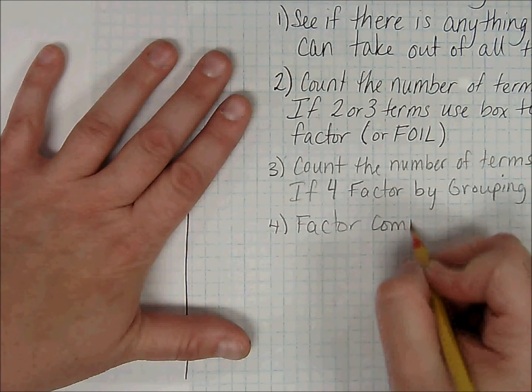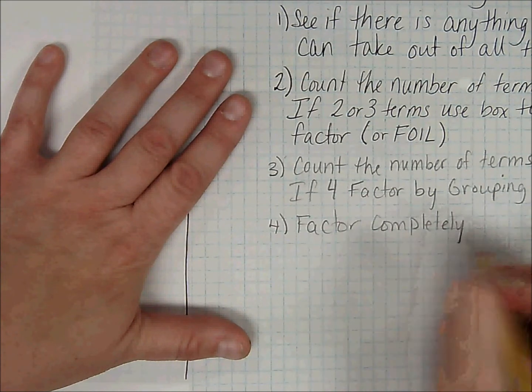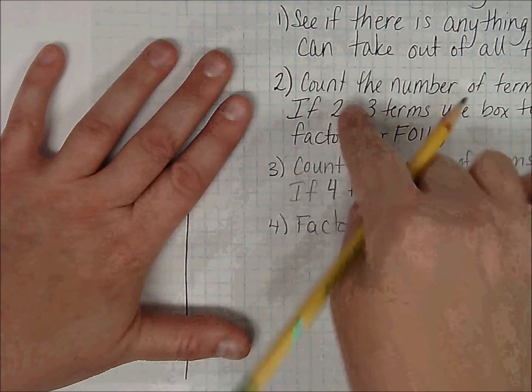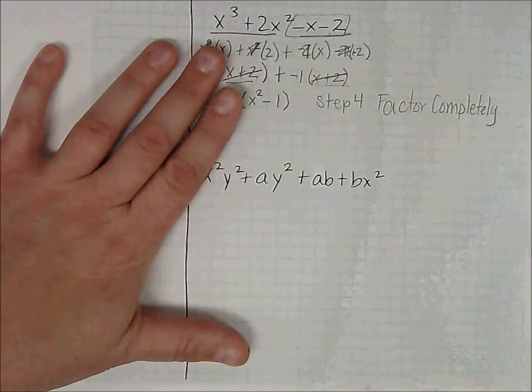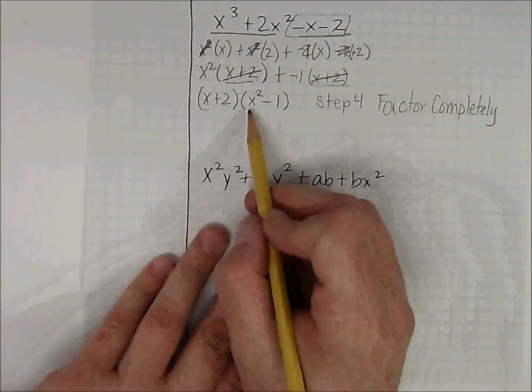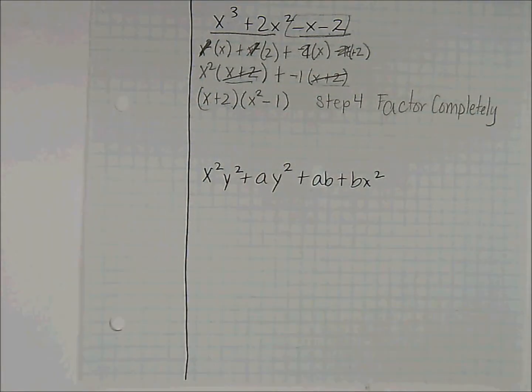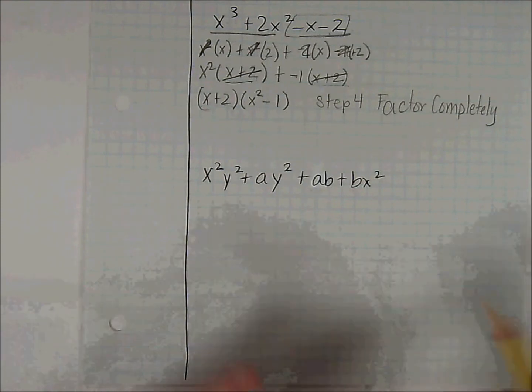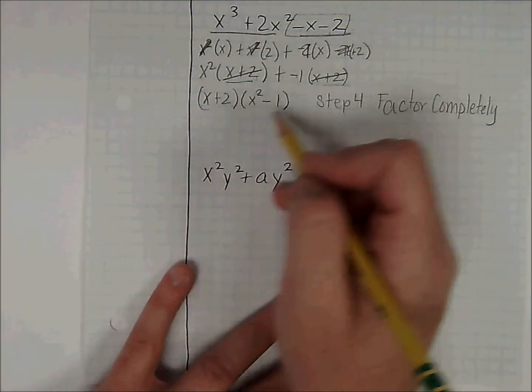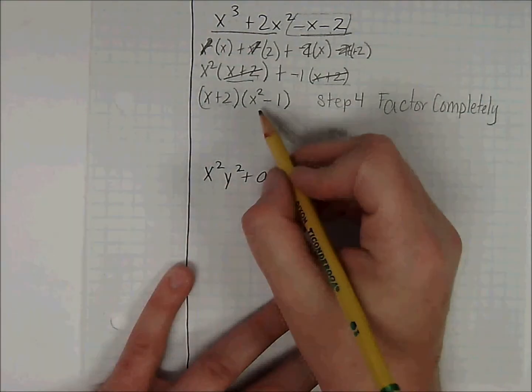So what does that mean? Factor completely means you've got to check that we can't do anything else again. So I'm going to just look at this portion first, x plus 2. Is there anything I can take out of x plus 2? No. If I went to put it in a box, I wouldn't know how to make an x plus 2 work in the box. But look here.